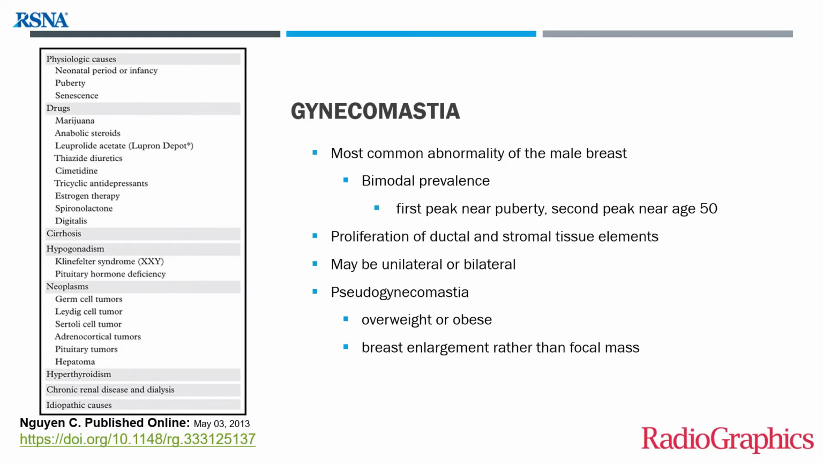So to start off, our most common condition we see in the male patient is gynecomastia, of course. It has a bimodal prevalence. First peak we'll see near puberty in young men, and a second peak in the 50s. Proliferation of ductal and stromal tissue elements causes gynecomastia. It can be unilateral or bilateral. Pseudogynecomastia is seen in obese and overweight patients. Breast enlargement is seen rather than a focal palpable mass in these patients.